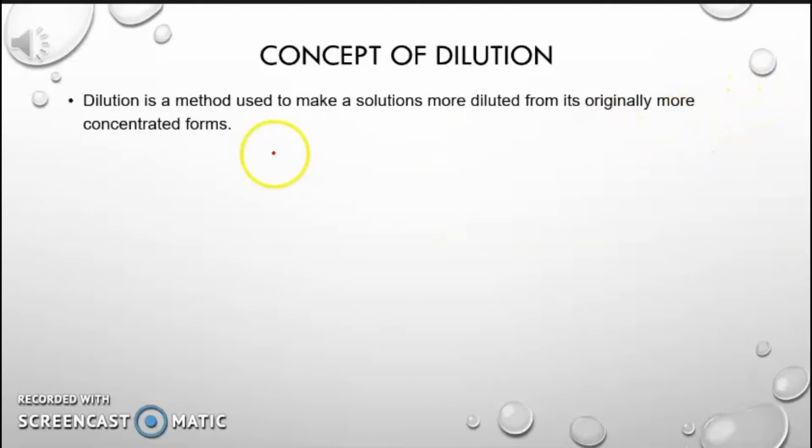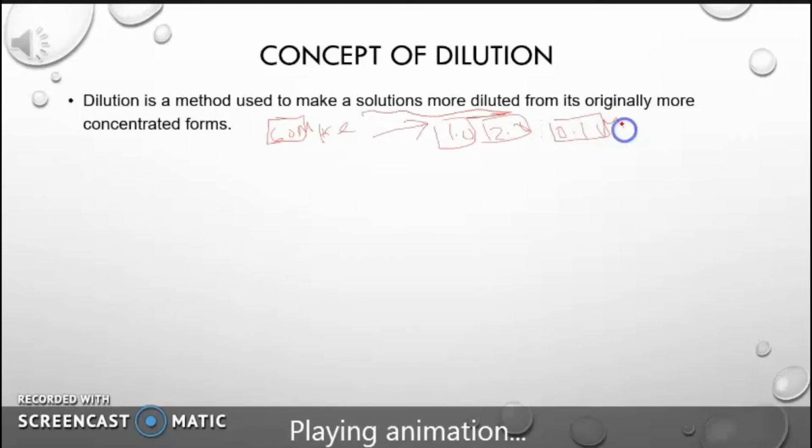The concept of dilution. Dilution is a method used to make a solution more dilute from its originally more concentrated form. For example, in the beginning, you may have 6.0 molar of HCl. But at the end, through the dilution method, you can get 1.0 molar or 2.0 molar or even more dilute, 0.1 molar.